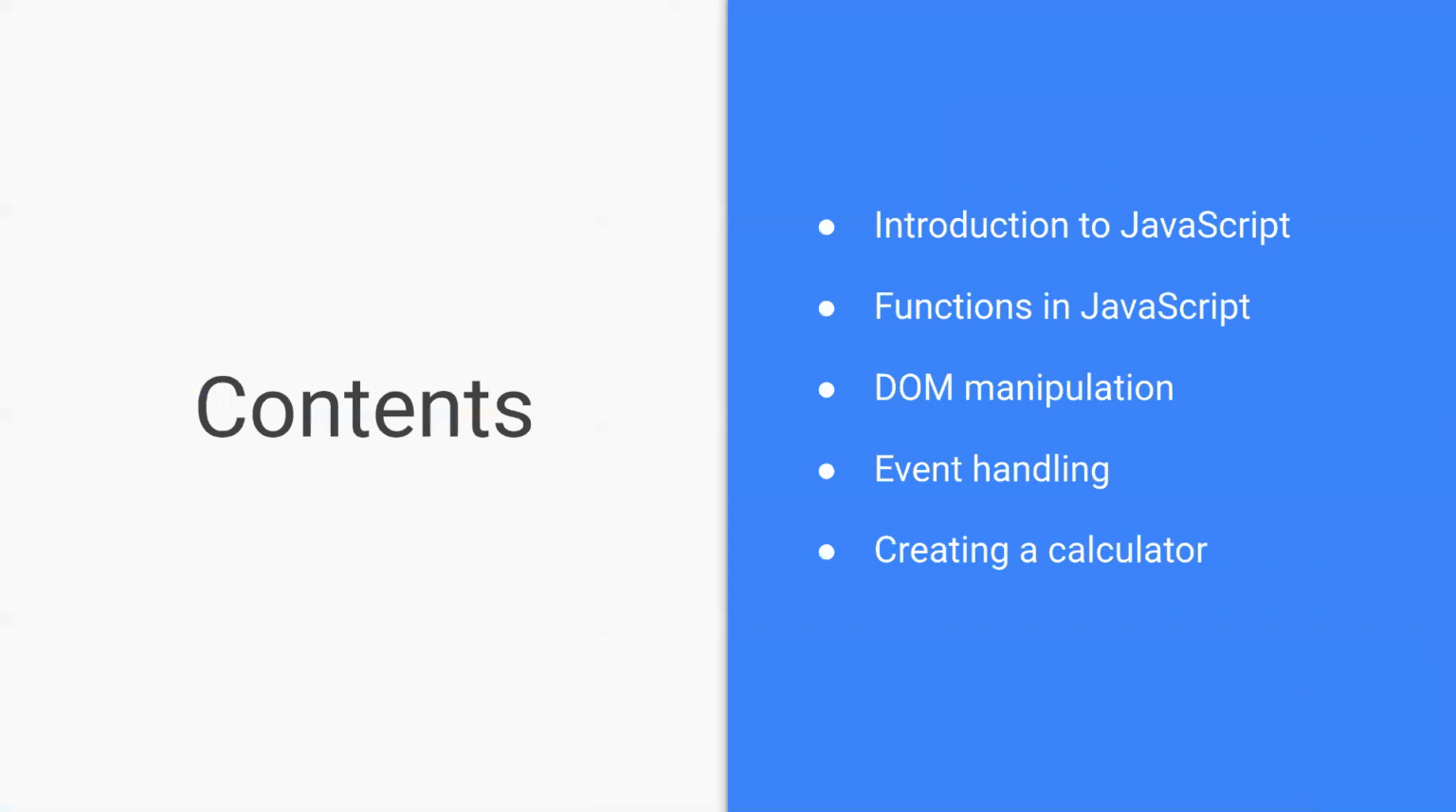So first, let's briefly go over the content which we'll be learning today. First of all, we'll have an introduction to JavaScript. Next, we'll learn about functions in JavaScript. Next, we'll go for DOM manipulation. The full form of DOM is Document Object Model. Next, we'll have a look at event handling, and then using all the things which we have learned, including Bootstrap, we'll be creating a calculator.